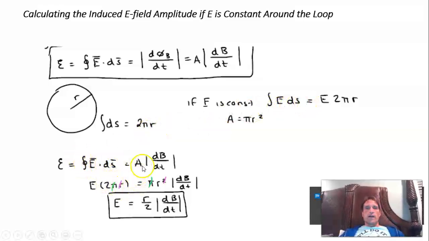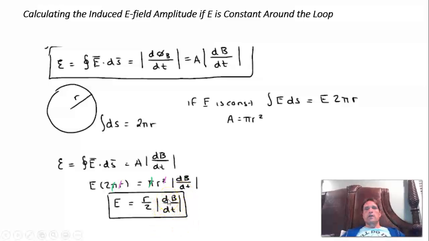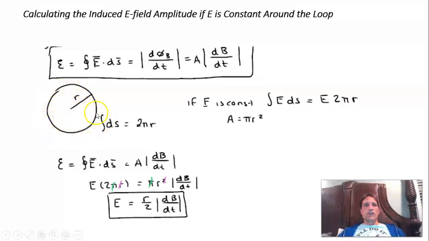That must be equal to the time rate of change in flux, and if the area is constant, this is equal to A dB/dt. You plug in A as pi r squared, the r's cancel, and you get that the magnitude of this electric field is r over 2 times the magnitude of the change in time of the magnetic field. So in other words, the faster the field is changing with time, the larger the electric field that is induced circulating around the magnetic field.